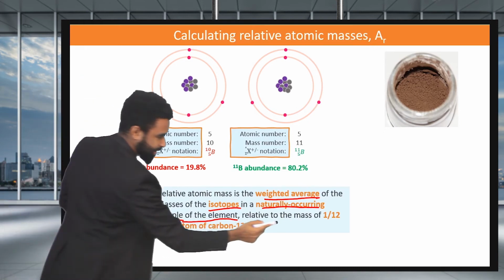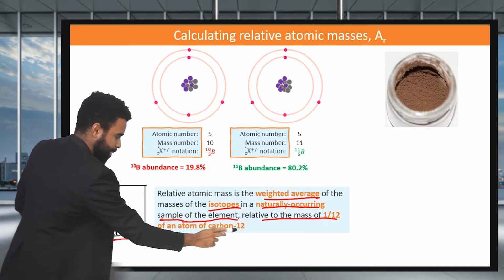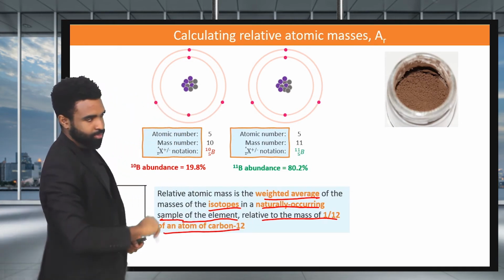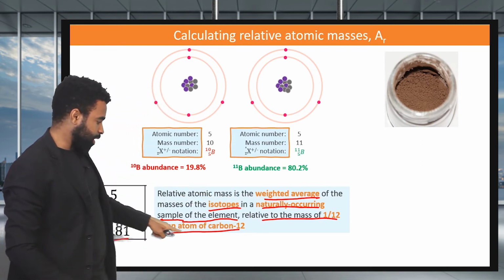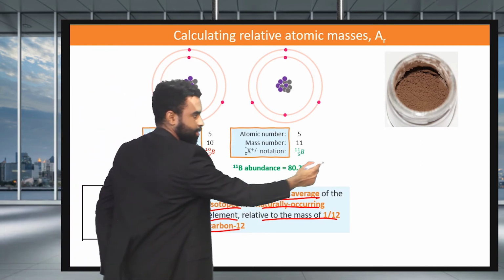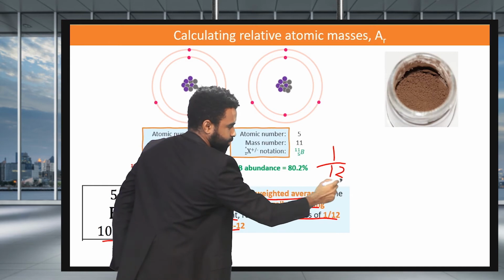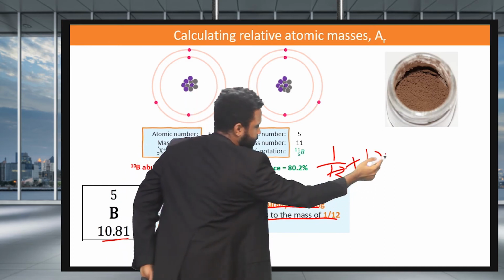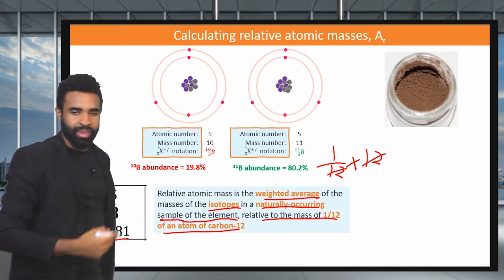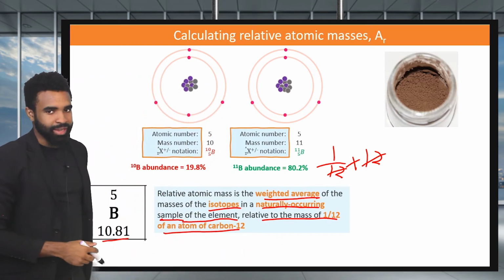And we standardize that relative to 1/12 the mass of an atom of carbon-12. It's a bit dicey to explain why we use 1/12 an atom of carbon-12 as the standard, but just think of it as 1/12 of the mass of carbon-12 is just 1/12 times 12, which is just a fancy way of saying 1. You can think of it that way for now.